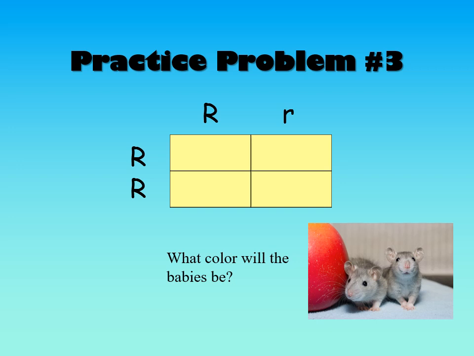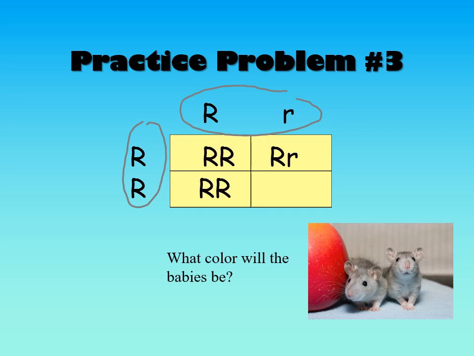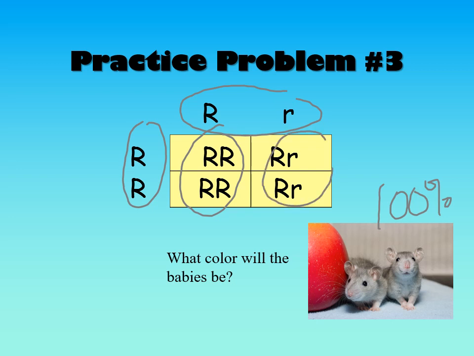Hopefully you ended up with genotypes of the parents that look like this. The heterozygous parent is big R, little r. The purebred gray parent is big R, big R. And when you fill in the Punnett square, 100% of your baby rats are going to be gray. But when we look at their genotypes, their alleles, 2 out of 4, 50% will be gray purebreds like the one parent, and 50% will be gray hybrids like the second parent.